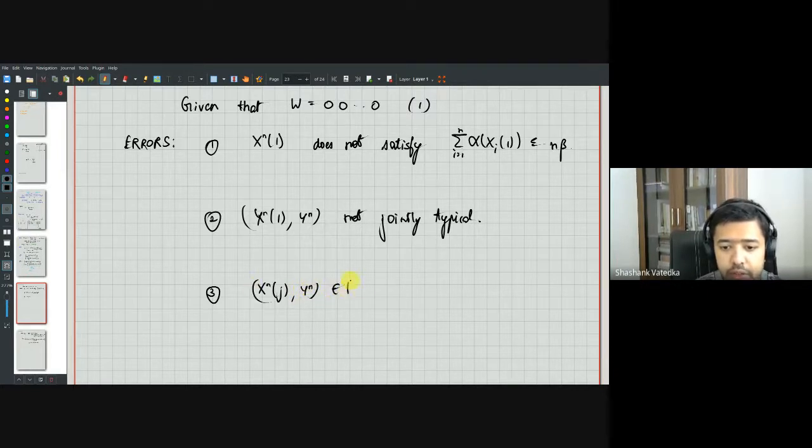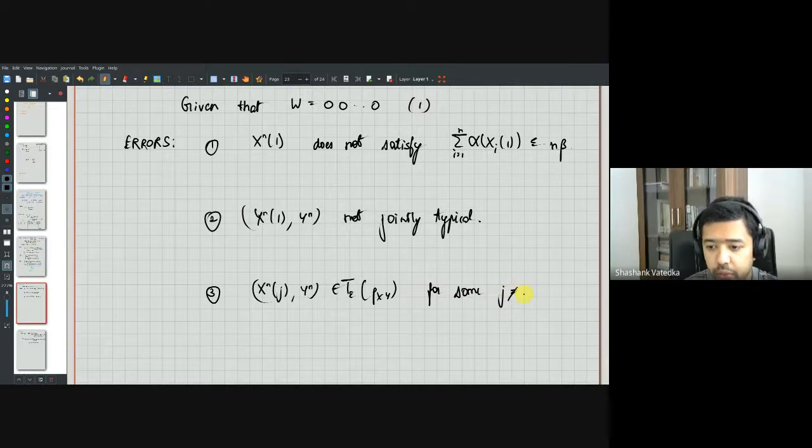Yn is obtained by passing xn of 1 through the DMC, but some other xn of j and yn are actually jointly typical for some j not equal to 1. Okay, so these are the possible sources of error, and you should convince yourself that these are the only sources of error.